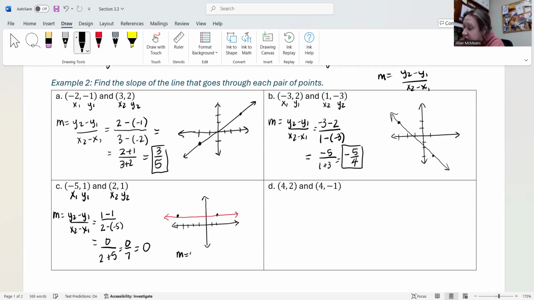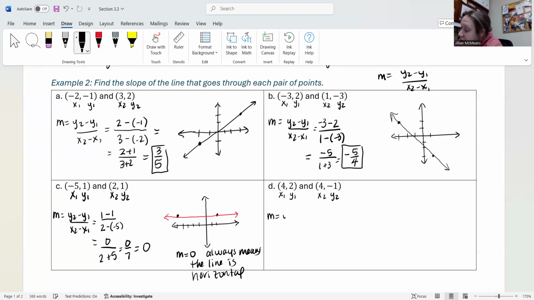So m equals 0 always means the line is horizontal. Or you could say all horizontal lines have 0 slope, and make sure you put 0 as the slope. Don't say there's no slope. There is a slope. It just happens to have a value of 0. That means it's not going up or down. It has no steepness to it. It's not rising. It's not falling. It's just flat. Okay. Now for the last example, again, we're going to label x1, y1, x2, y2.